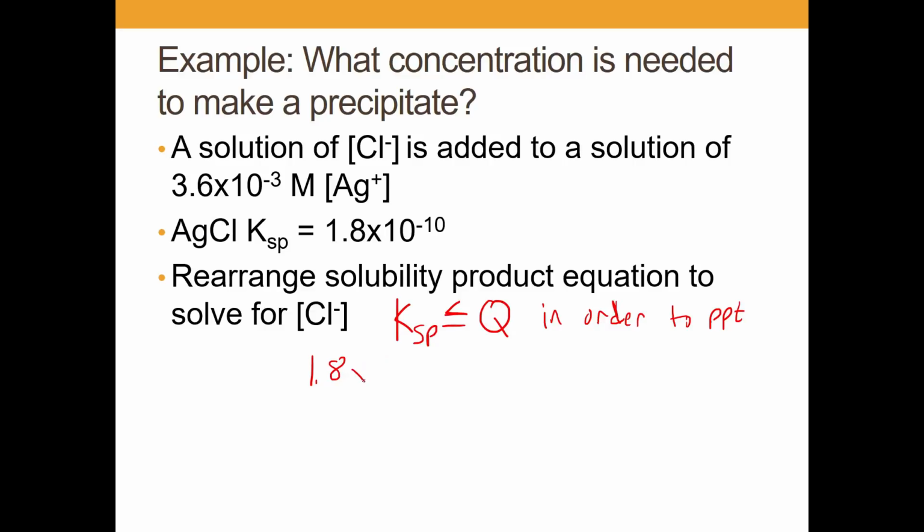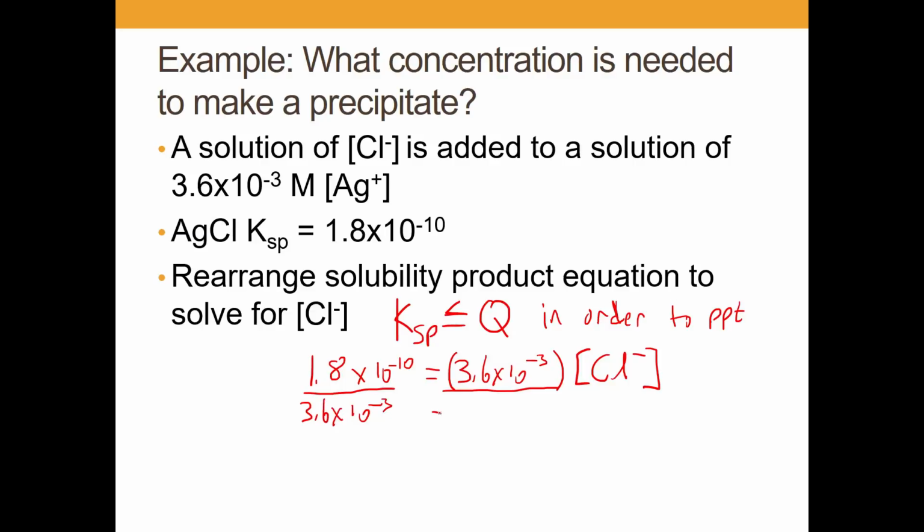1.8 times 10 to the negative 10 equals, if I have a solution of 3.6 times 10 to the negative 3 for my silver ions, then multiply it by the solution of chloride ions. Then I just rearrange this algebraically, and that'll tell me how much chlorine I need in order to precipitate the silver out. So we'll divide both sides by 3.6 times 10 to the negative 3.